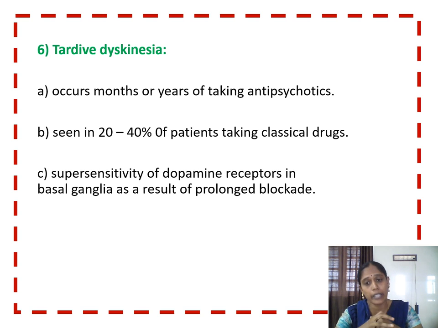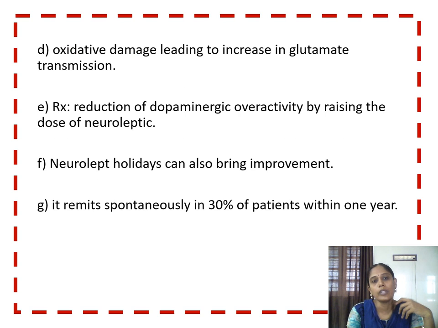In IMH we see many patients with chronic illness who have taken treatment for many years, in the cases of tardive dyskinesia, right? It is seen in 20-40% of patients taking classical drugs. Mainly this occurs due to supersensitivity of dopamine receptors. Prolonged receptor blockade leads to supersensitivity. Again, many theories are there, even oxidative damage, which can lead to increase in glutamate transmission, that can also lead to tardive dyskinesia.